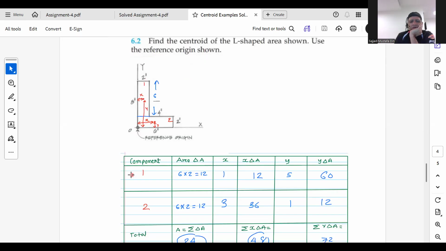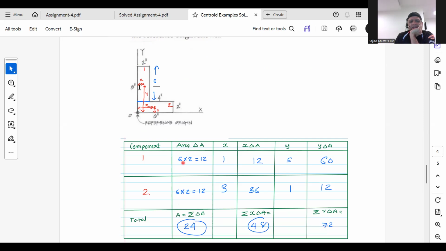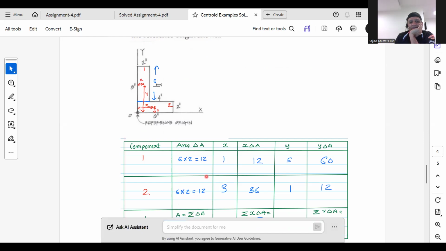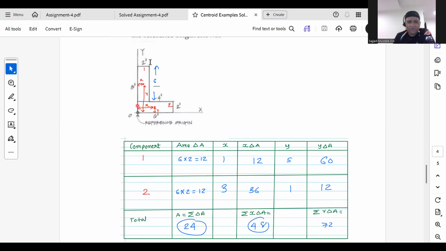So for component 1, the area is going to be 6 times 2, that's 12. For component 2, the area is going to be 2 times 8. Actually, hold on, it's going to be 2 times 6, right? So that's the area here. So 2 times 6 is also 12.